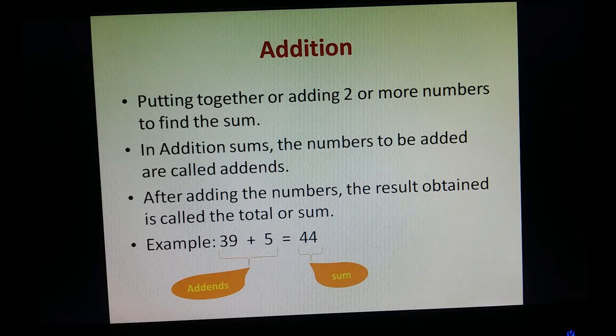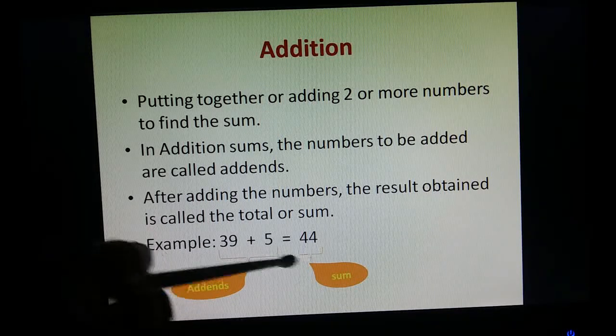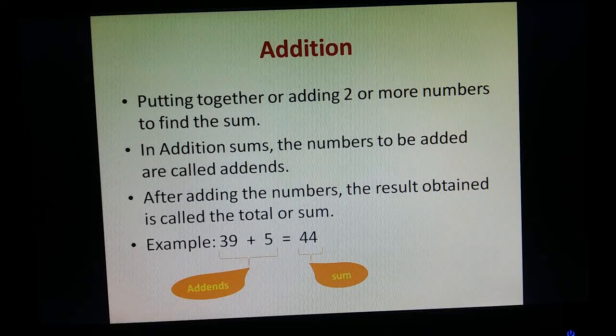In addition sums, the numbers to be added are called addends. After adding the numbers, the result obtained is called the total or sum. As you can see in the example, two numbers are given, 39 and 5, and these numbers are to be added. So 39 and 5 are the addends. Addends means the numbers to be added, and after adding both of these numbers we get 44, and 44 is the sum. So what is sum? The result obtained after adding the numbers is called the total or sum.